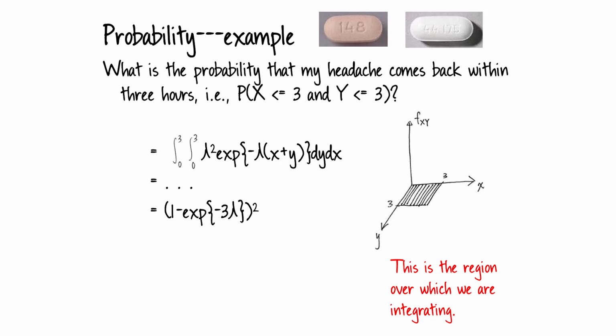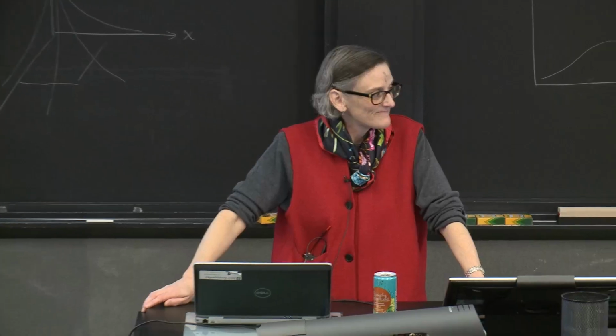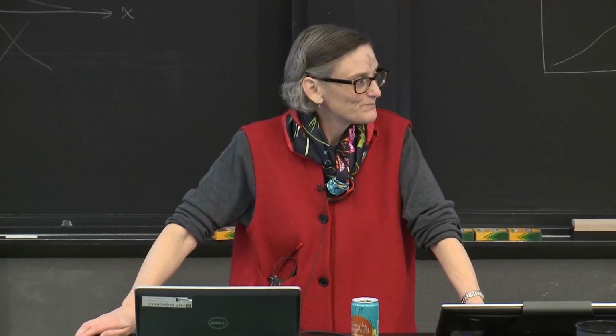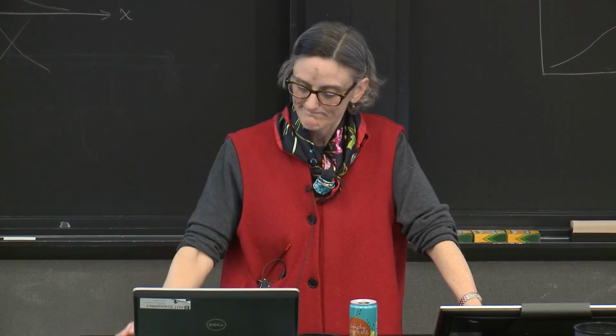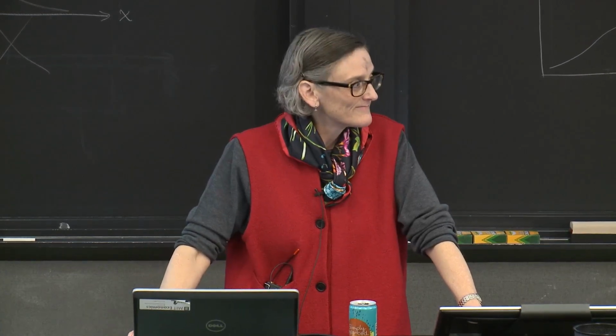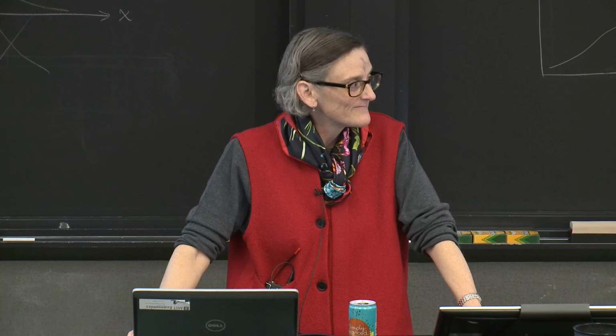Both of them are ineffective, so it will come back for them. Both of them together, which is where you are, it's just that little square. If you had only one, then it will come back if its effectiveness turns out to be less than 3, but then you always have the other one. So that's why you're integrating over that little square. They both have to be ineffective together for the headache.